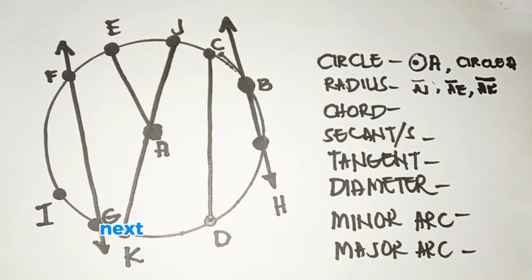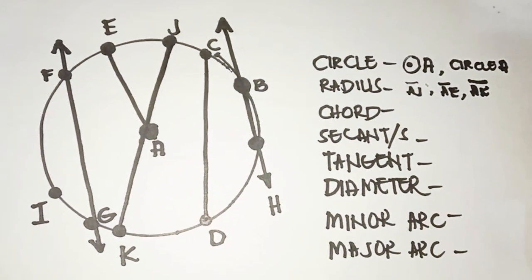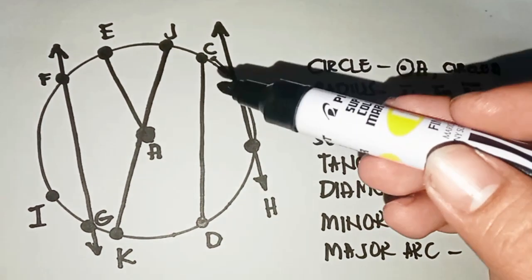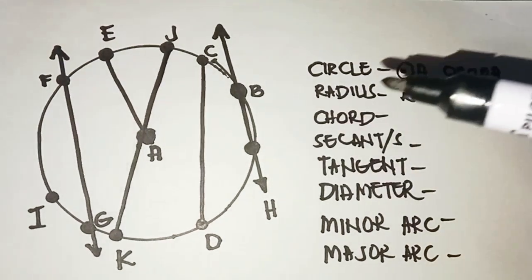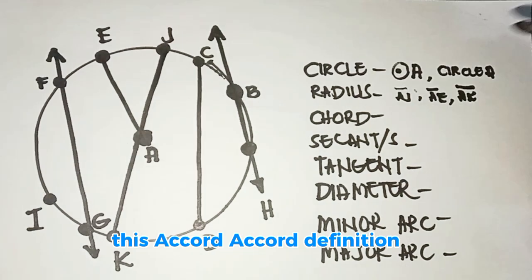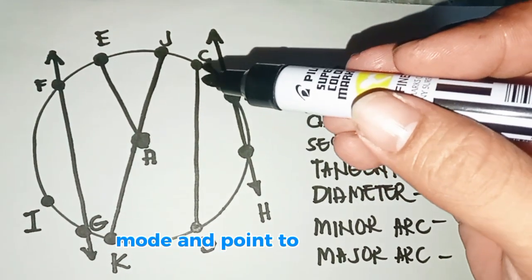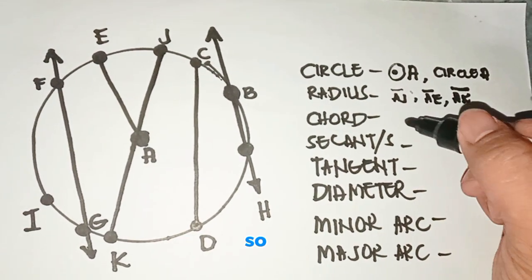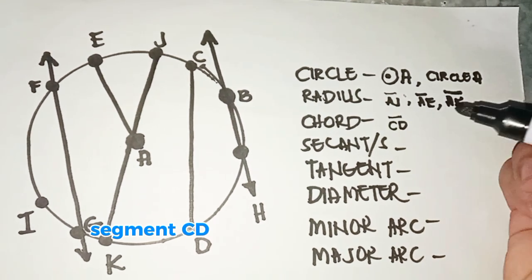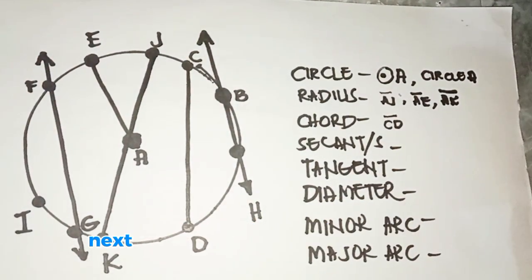Alright, next, the chord. As you can see, we have a chord here. So this is from C going to D. The definition of the chord is a segment that connects both endpoints on the circle. So segment CD. So it can be interchanged. So segment CD.